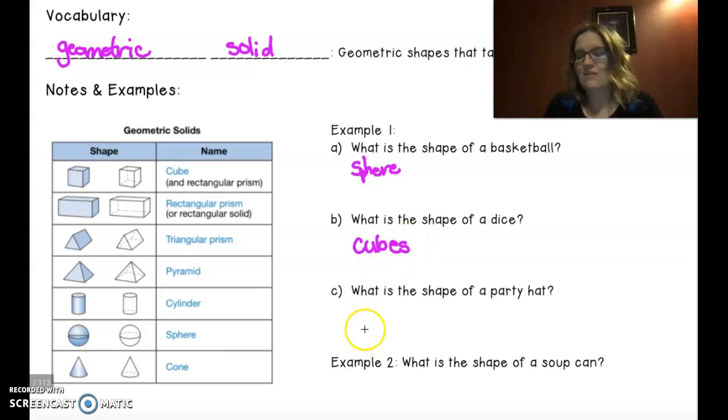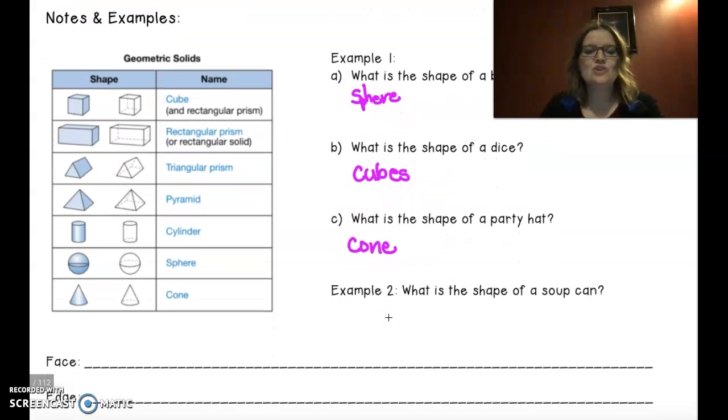What is the shape of a party hat? And we know it is a cone. And what is the shape of a soup can? Looking at that, we can say this is a cylinder.